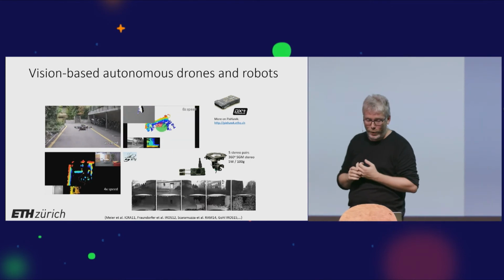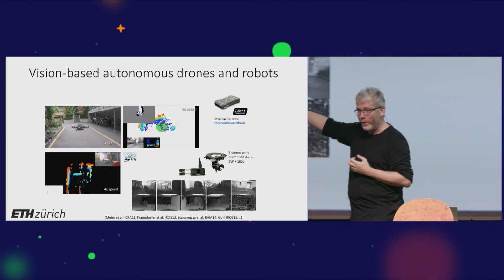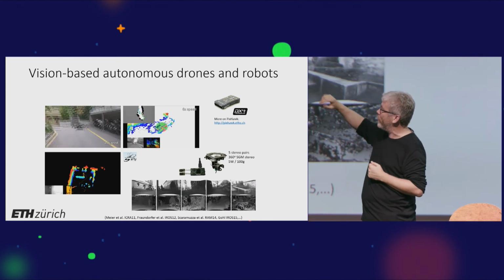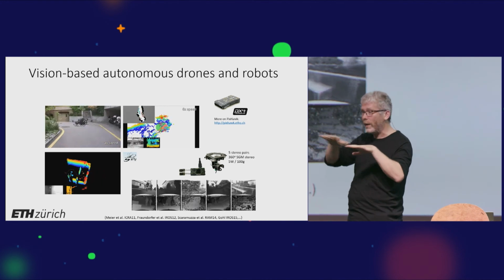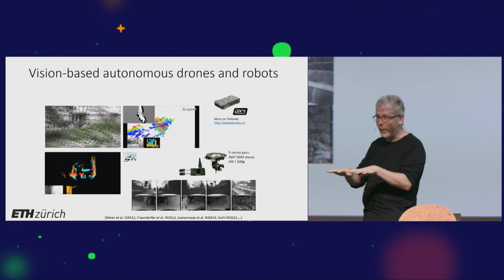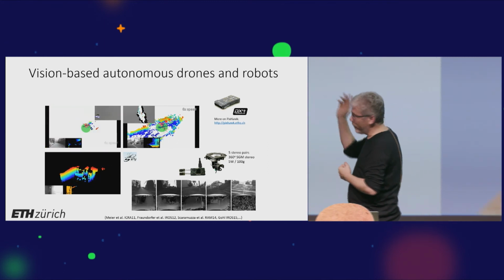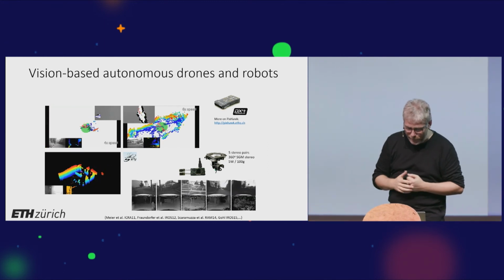Here are some examples of the first fully self-flying drone. We actually did work together with Margarita at the time, and in this case, this was even a step further, actually being able to fly and map obstacles and so fly at low altitude between buildings, again fully autonomously, and many other examples in that space.